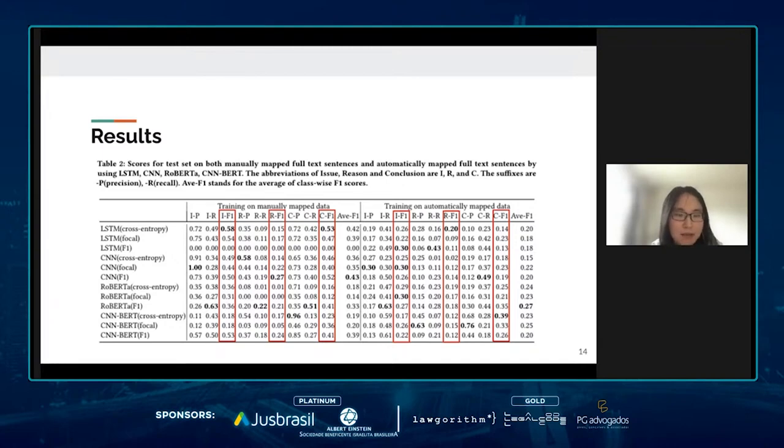As you can see, after training on the manually mapped data, the LSTM has the better performance on identifying the issue and the conclusion, and the synonym have the better performance on identifying reasons. After training on the automatically mapped data, the LSTM has the better performance on reasons, and the synonym BERT has the best performance on identifying conclusions.